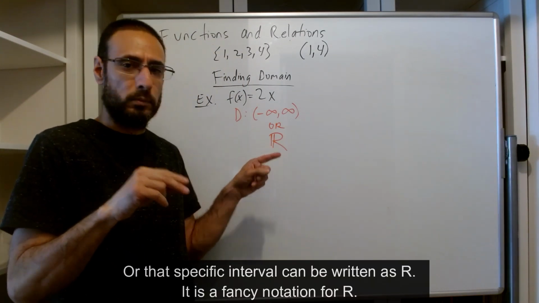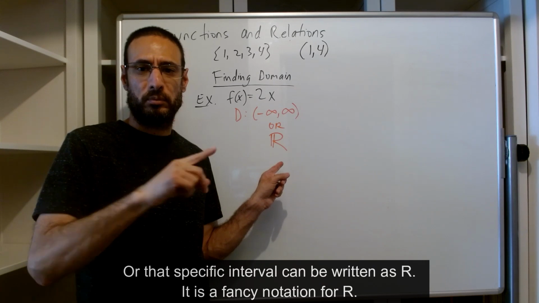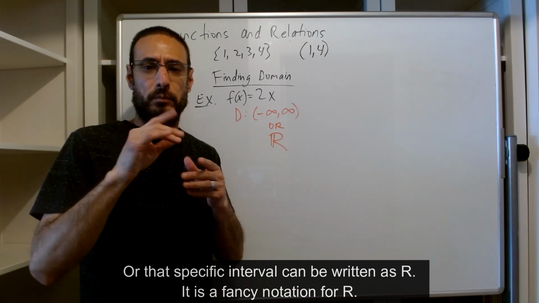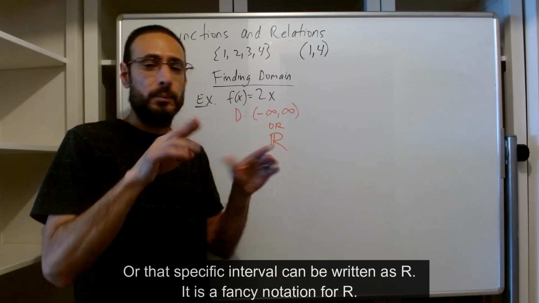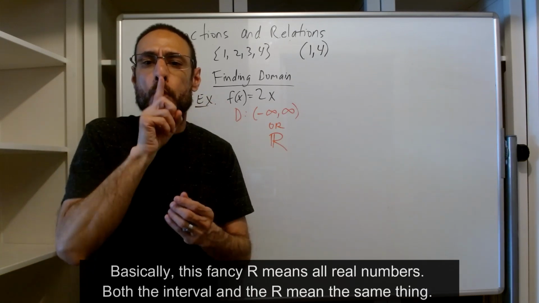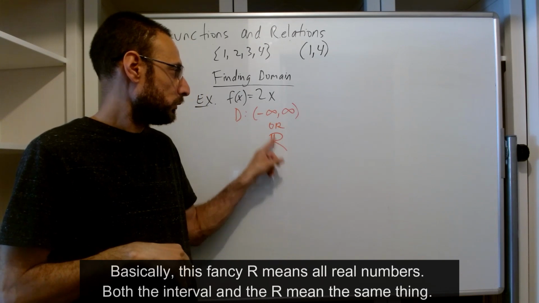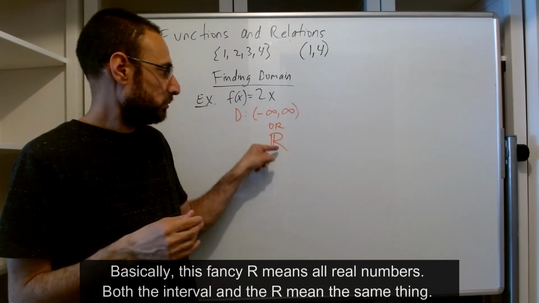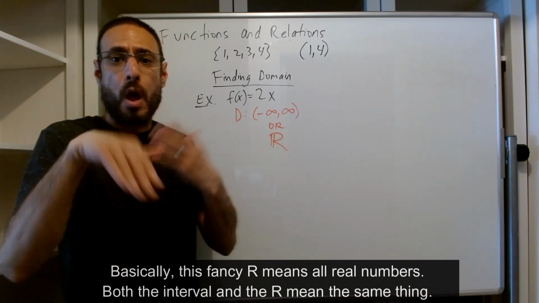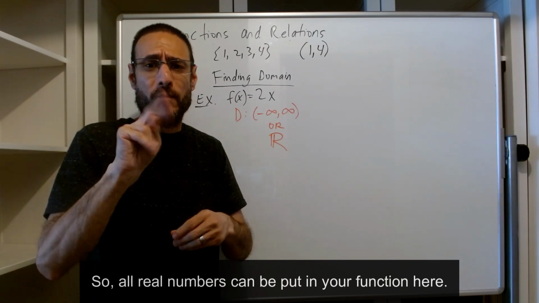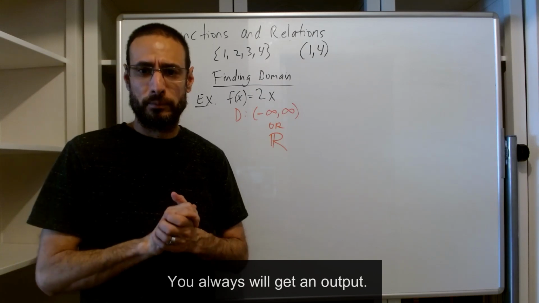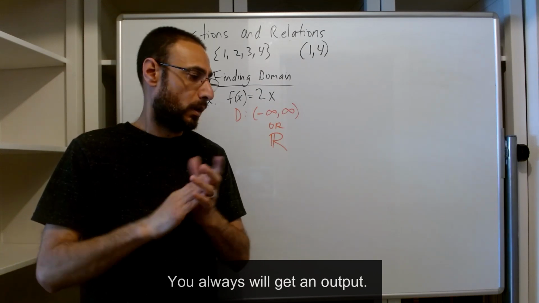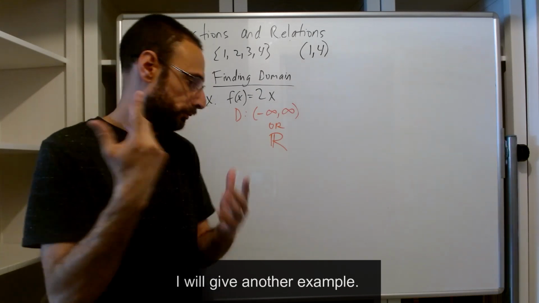That specific interval can be written as R. It is a fancy notation for R. Basically, this fancy R means all real numbers. Both the interval and the R mean the same thing. So, all real numbers can be put in your function here. You always will get an output. I will give another example.